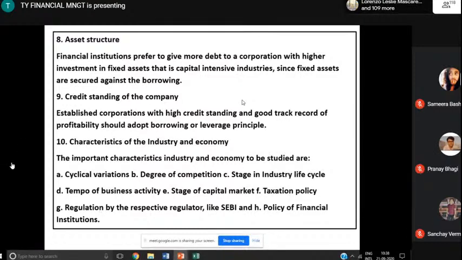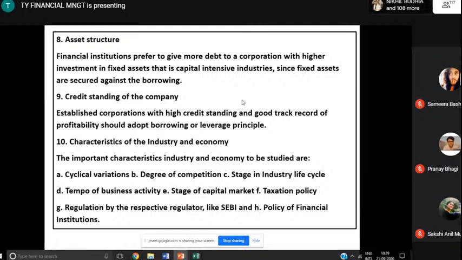Then regulation by the respective regulator, like SEBI. I presume you know the full form of SEBI. SEBI stands for Securities and Exchange Board of India. Thank you. And policy of financial institutions like IDBI, Industrial Development Bank of India, or ICICI, Industrial Credit and Investment Corporation of India, or IFCI, Industrial Finance Corporation of India. Whichever financial institution you take.